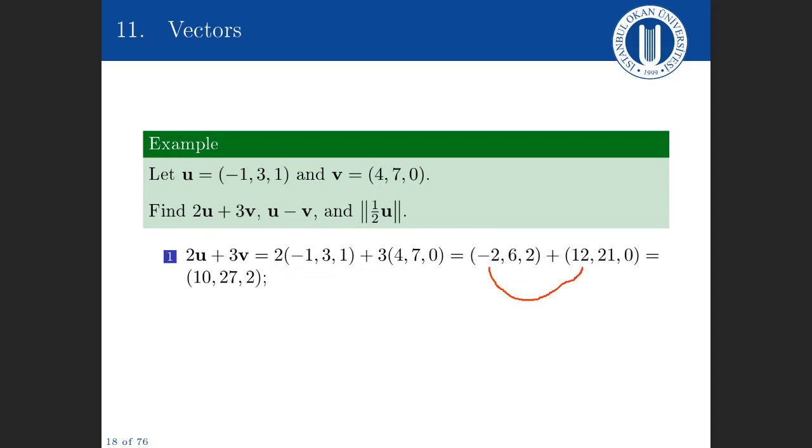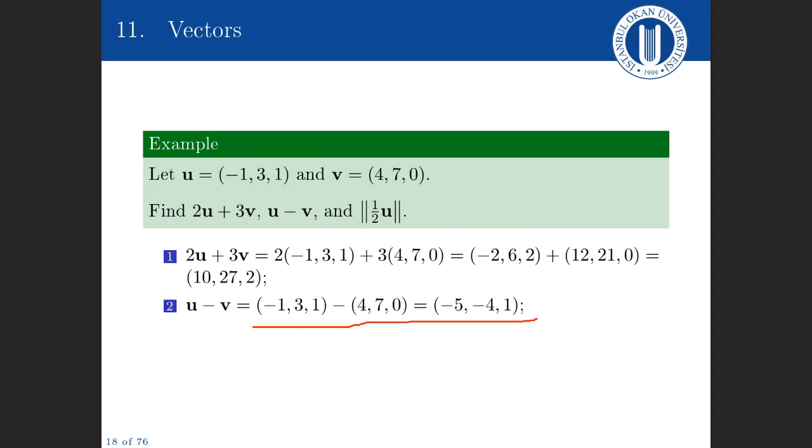Add the first numbers together, -2 plus 12 gives me 10. I add the second numbers together, 6 plus 21 gives me 27. And I add the third numbers together. 2 plus 0 gives me 2. Find u minus v, same idea. Just look at the first numbers first of all, -1 minus 4, it's -5. And then look at the middle numbers, 3 minus 7. And then look at the third numbers, 1 minus 0.